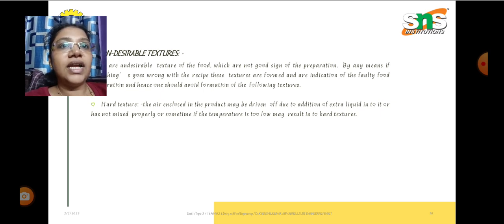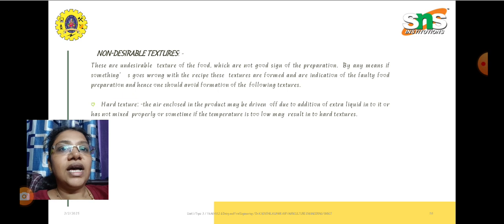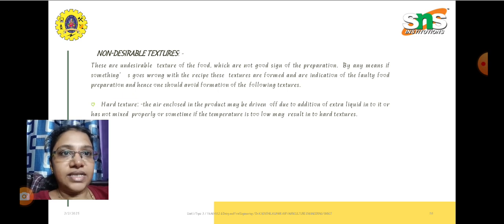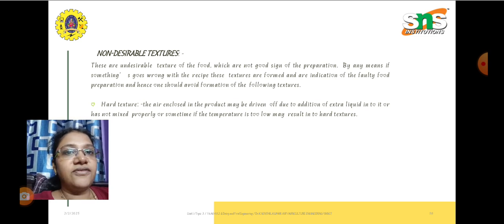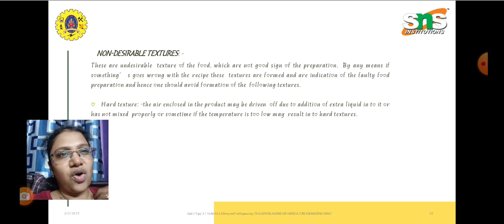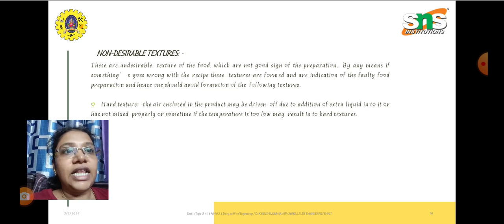Non-desired textures are nothing but undesirable types of texture, which are not a good sign of preparation. That is, if we adopt a wrong method during the preparation, or if some proportion varies, or if the right preparation method is not adopted, those undesirable textures will arise.